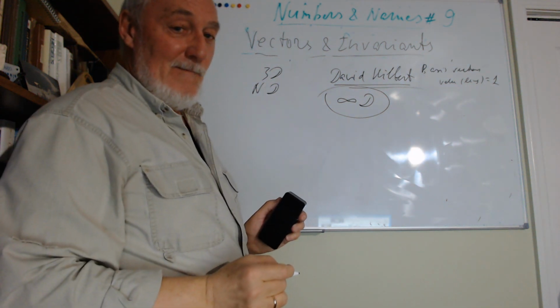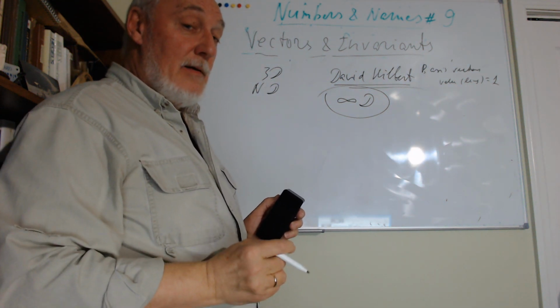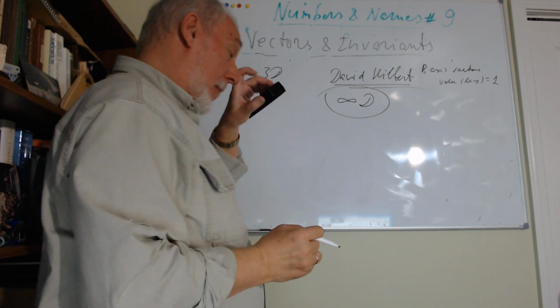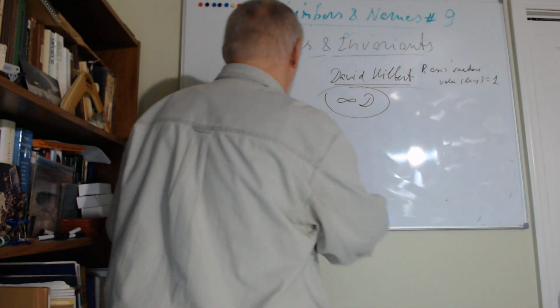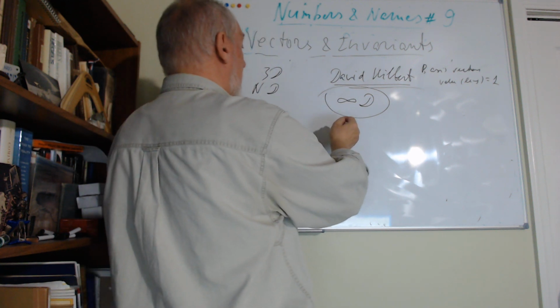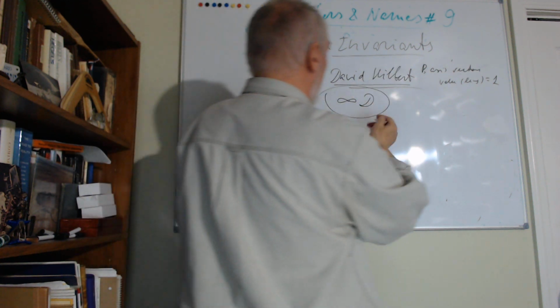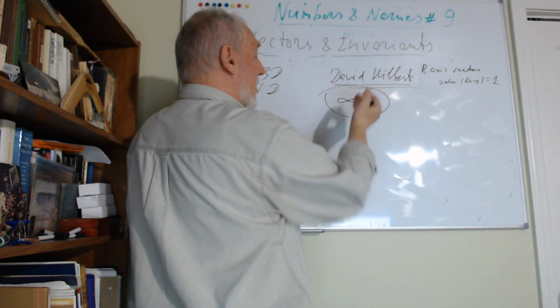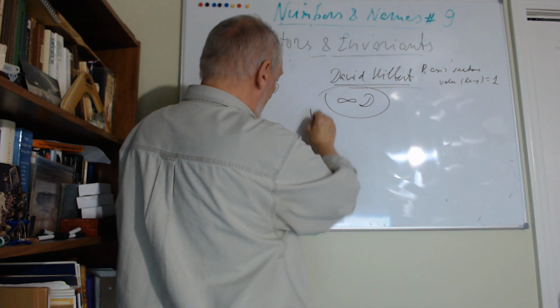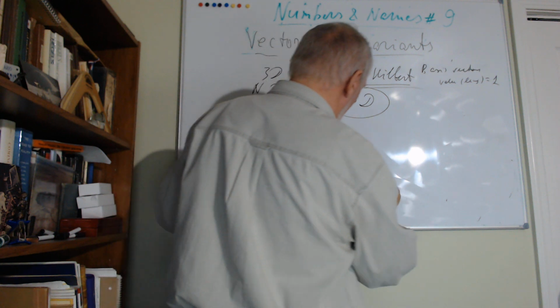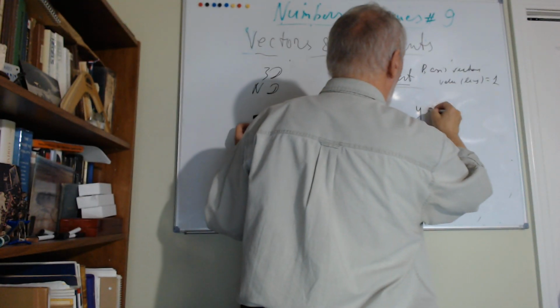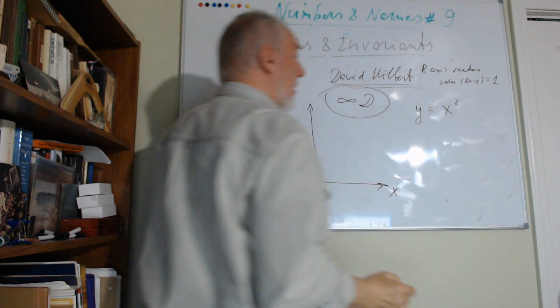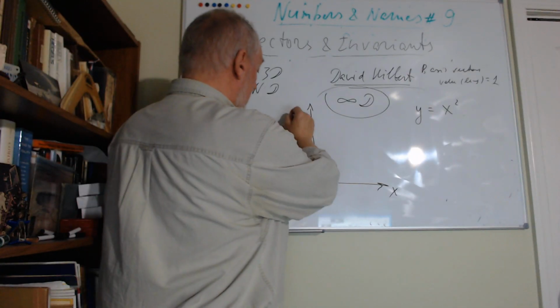Wait, how do you draw something like that? Interestingly enough, it is possible. One of the examples of how we draw a vector in an infinite number of dimensions, right? I will give you an example. Remember we put the plots of functions like x squared, remember? It's like this, right?